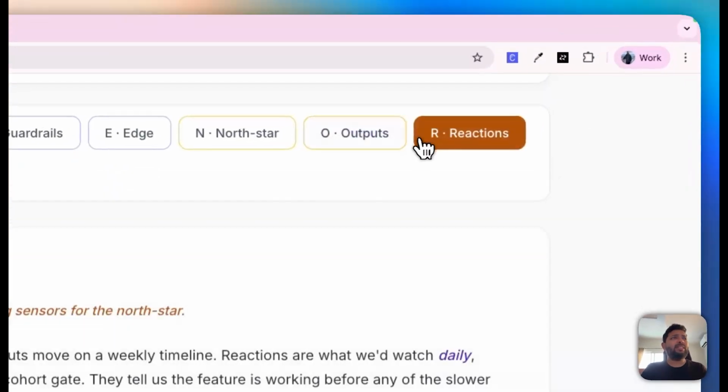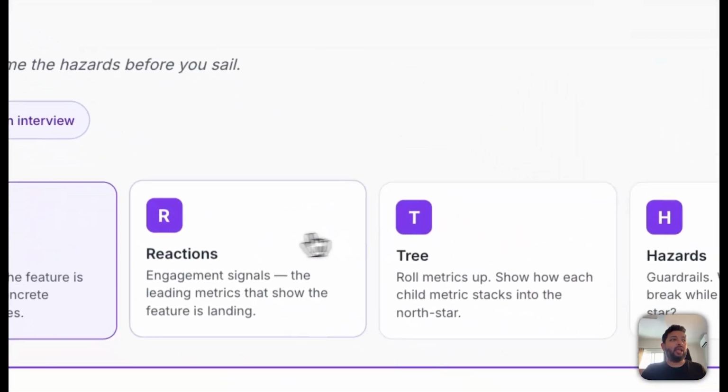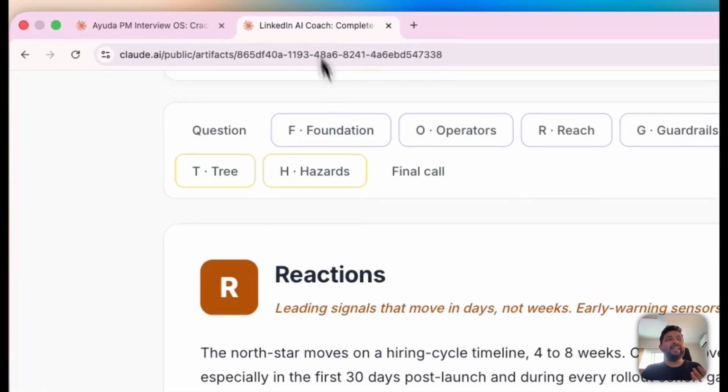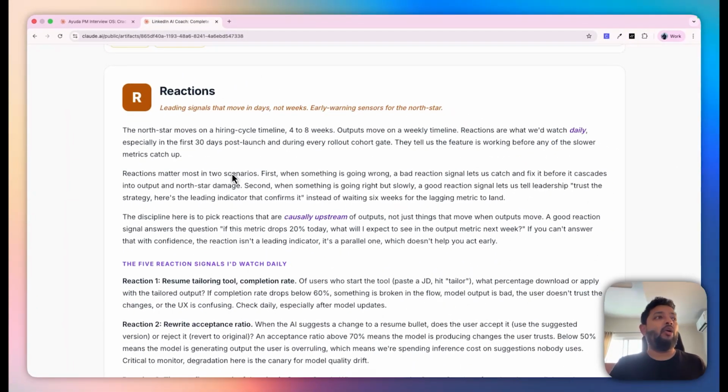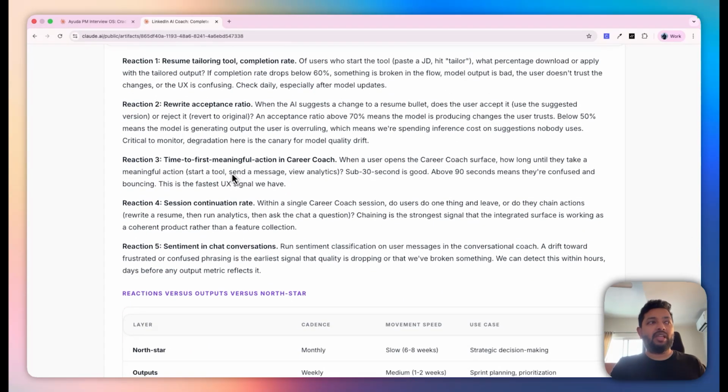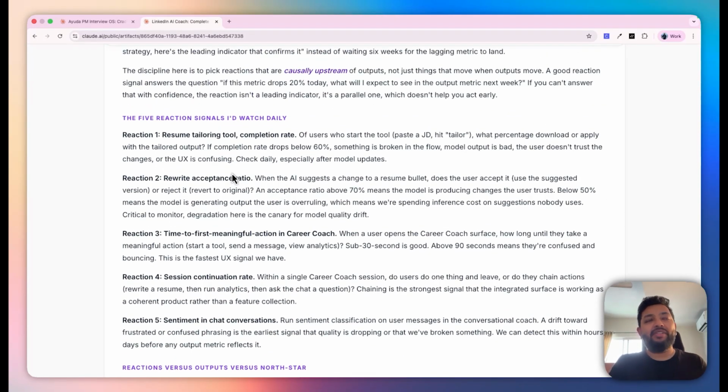Now, once you've written down the outputs, you then talk about the leading and lagging parts, right? So the reactions. Now you talk about what is the leading part and what is the lagging part. So here I have written 5 reactions, right? The resume completion rate is number 1. So this is basically a leading indicator. More people who convert and complete their resume via AI are likely to take more AI interviews. Then rewrite acceptance ratio. When AI has rewritten their resume on LinkedIn, how many people are saying, yeah, this is a good one, I accept.